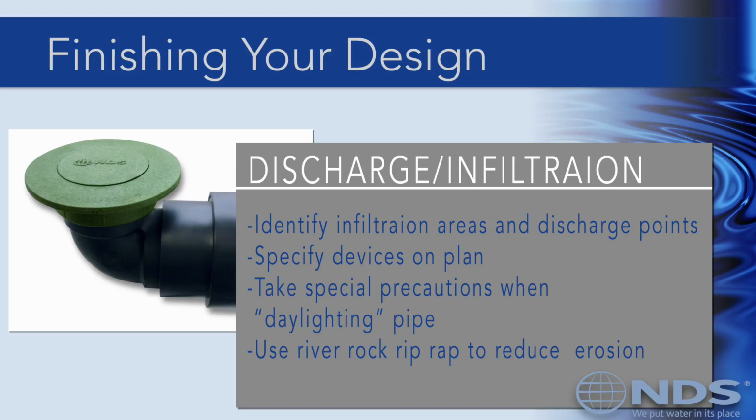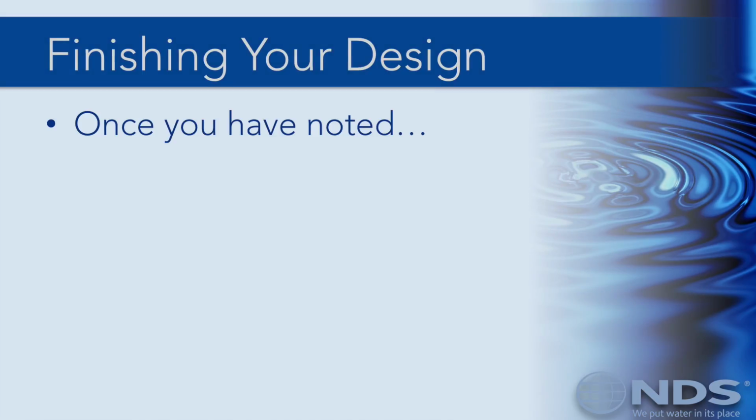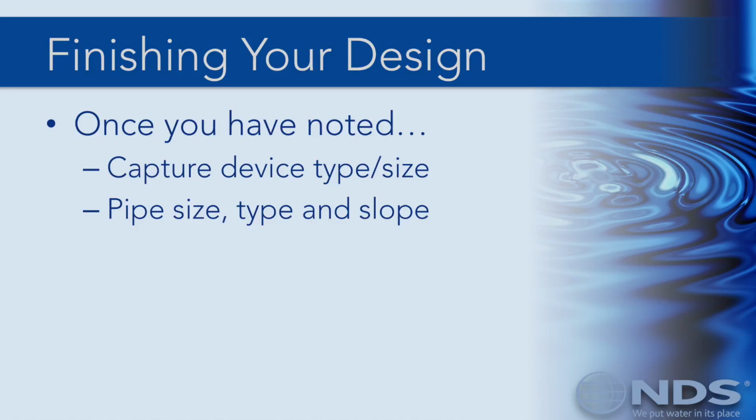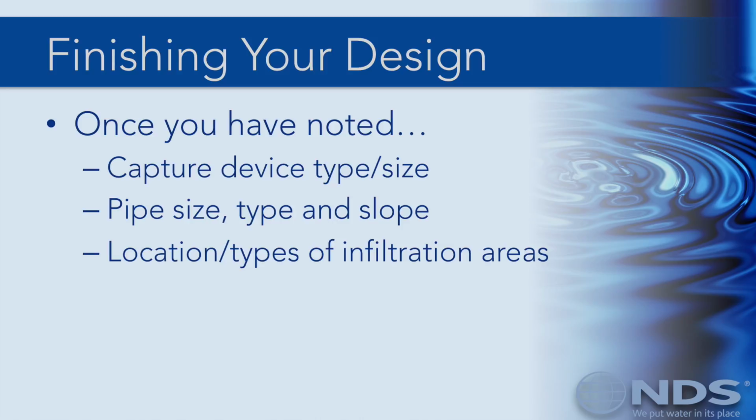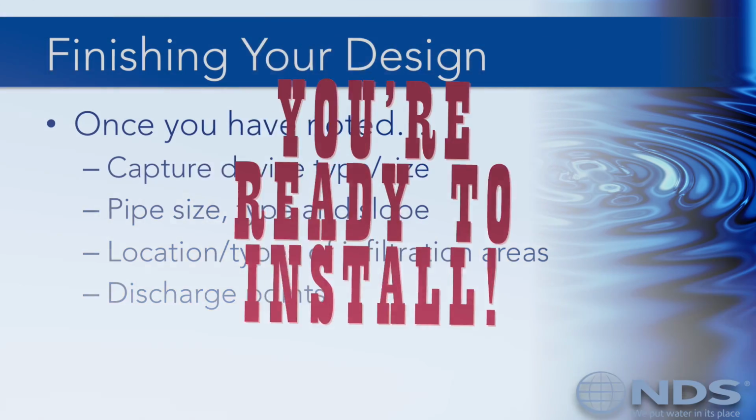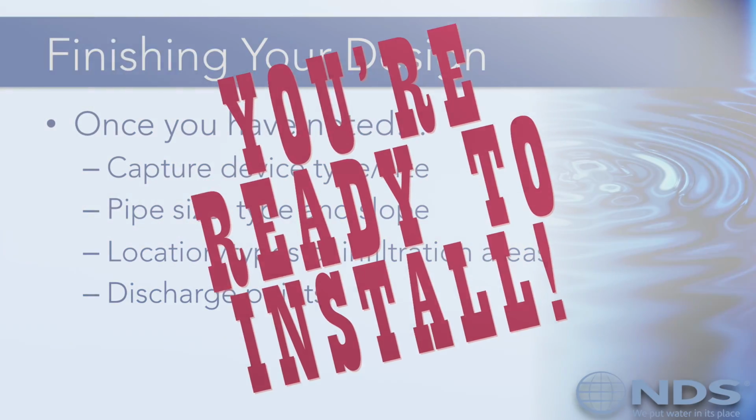Laying down several feet of river rock riprap below the discharge point will prevent erosion and help keep the discharge point secure in its location. Once you have noted the capture device type and size, the conveying pipe size, type, and slope, and the location and types of infiltration areas and discharge points, your landscape drainage system is complete and is ready to be installed.